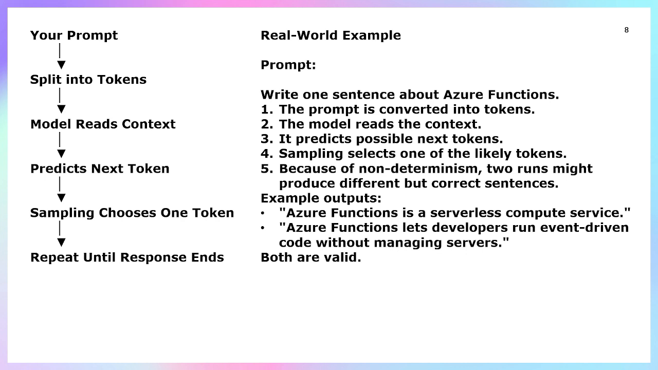What is the architecture of the LLM? First you write your prompt, then it is split into tokens, the model reads your context and predicts the next token, and sampling chooses one token and repeats until the response ends. Real world example: write one sentence for Azure Functions. The prompt is converted into tokens, then the model reads your context and predicts the possible next token. Sampling selects a likely one, and because of non-determinism, two runs might produce different correct answers.